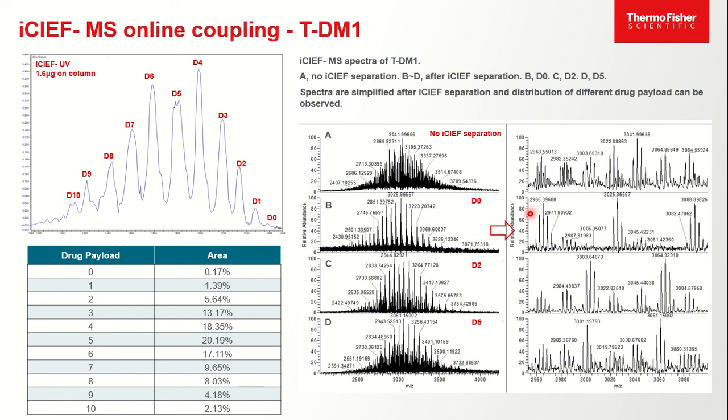And here we compared the mass spectra and deconvolution results of RPLC mass and iCIEF mass, and found out that using the iCIEF strategy, separation of ADC with different drug loads reduces the interference of mass signals from adjacent charge states and drug payloads. Therefore, the deconvolution was simplified.